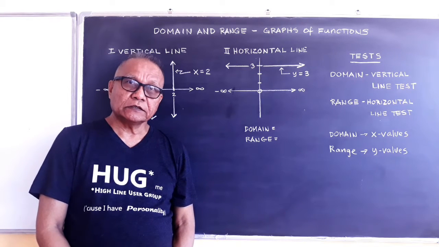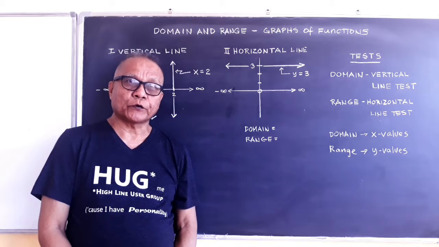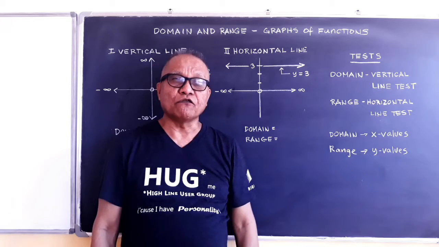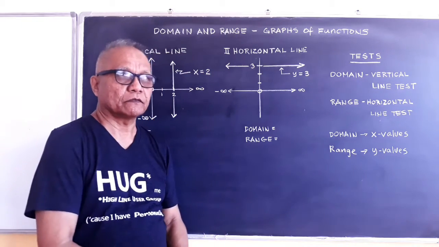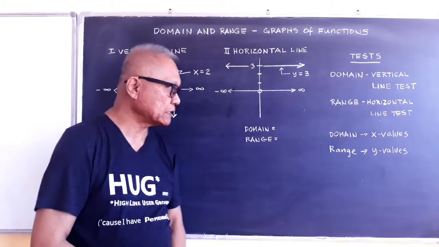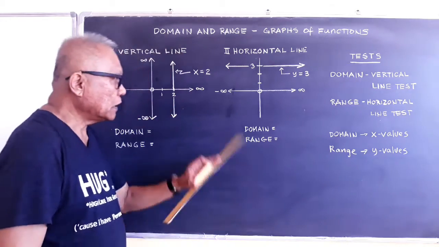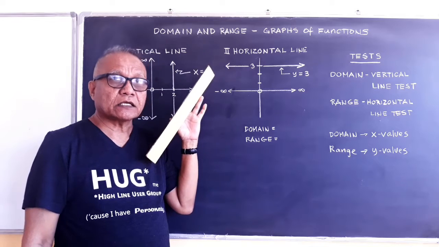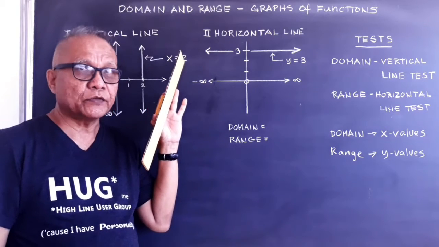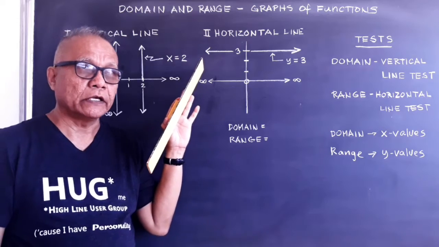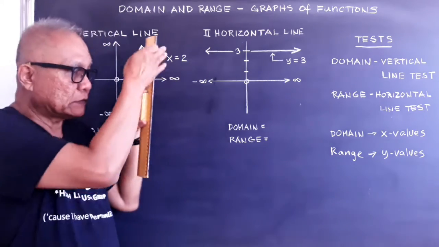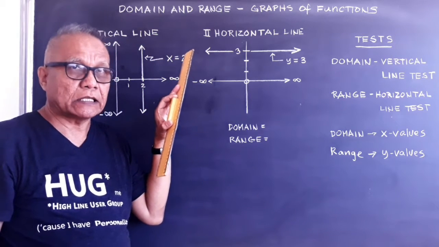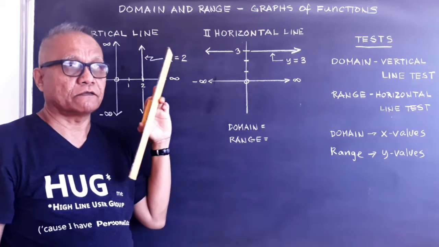To find the domain of our function in graph form, the vertical test will give us the domain of our graph function. Now, how do we do the vertical test? We use a vertical line, and if that line intersects our function, then we have the domain for that function. If the line does not intersect the graph of our function, it is not the domain of that function.